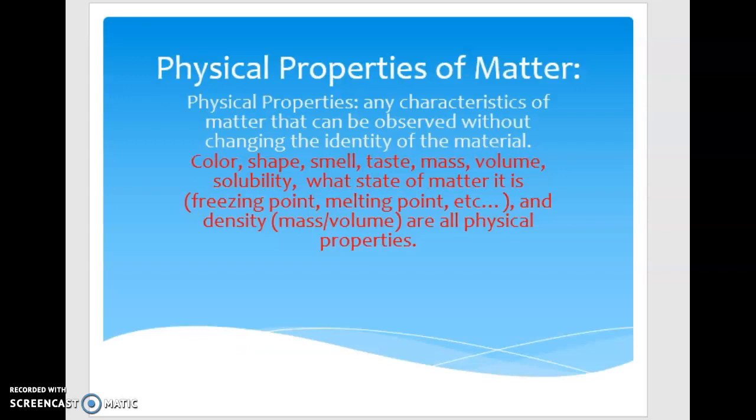Physical properties of matter are any characteristics of matter that can be observed without changing the identity of the material. Again, a key word there is observing. You can observe the color, the shape, the smell, taste, mass, volume, solubility, and solubility, by the way, is dissolvability. What state of matter it is, what its freezing point is, what its melting point is, etc., and density, the mass divided by the volume. These are all physical properties of items that you can observe.